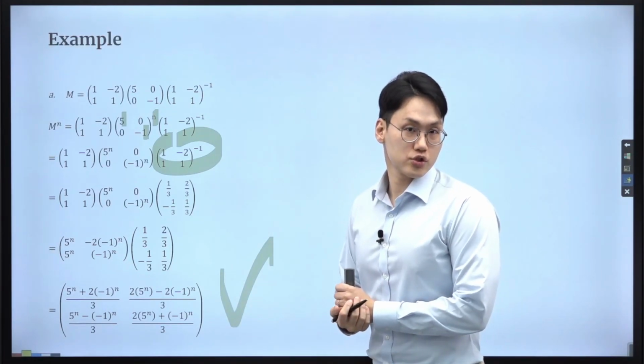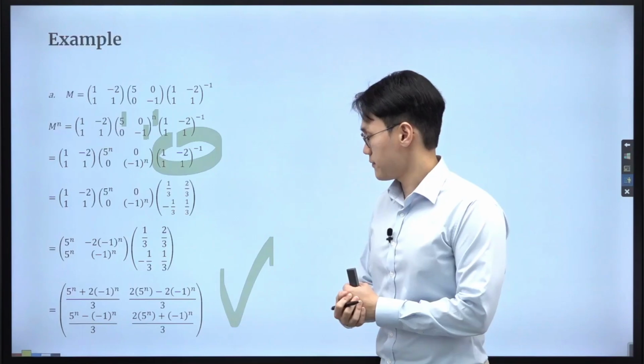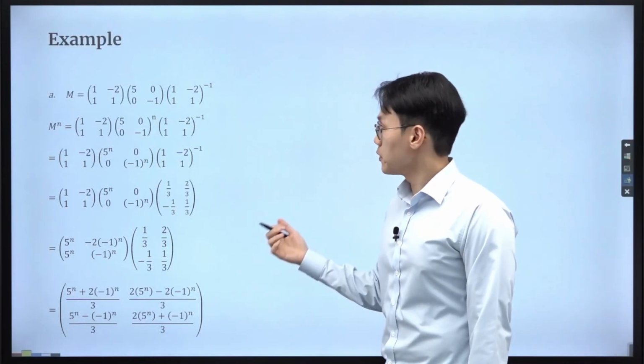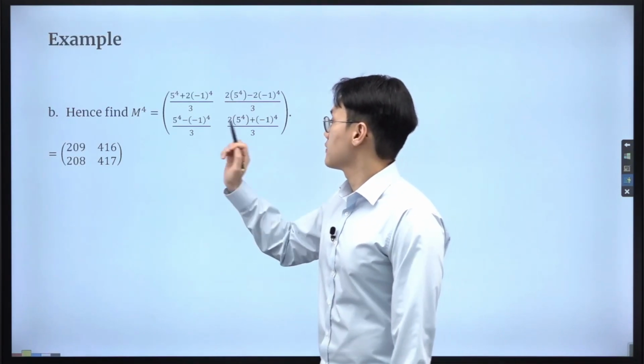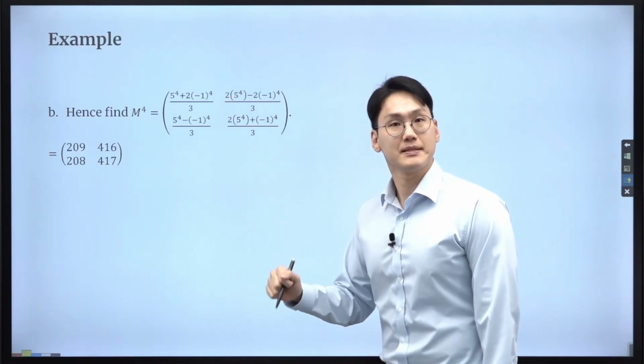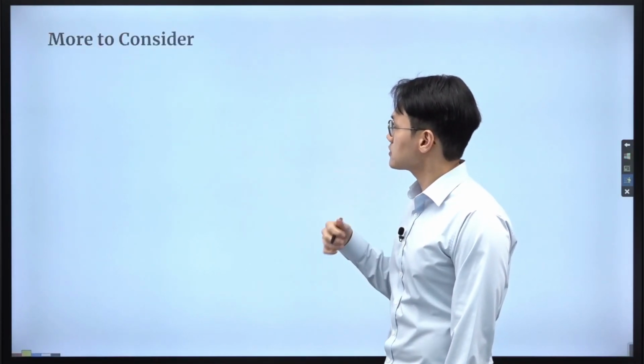Now you can choose any value of n to simplify the form. Then if you put n equal to 4, you can get the result that you wanted, right? Which becomes 209, 208, 416, 417. Easy peasy, lemon squeezy. Okay, so that's something that we learned.